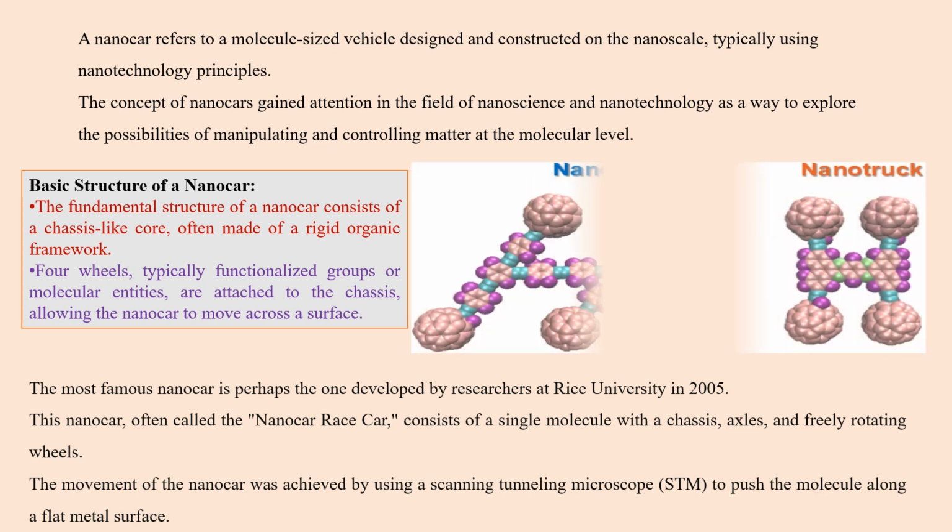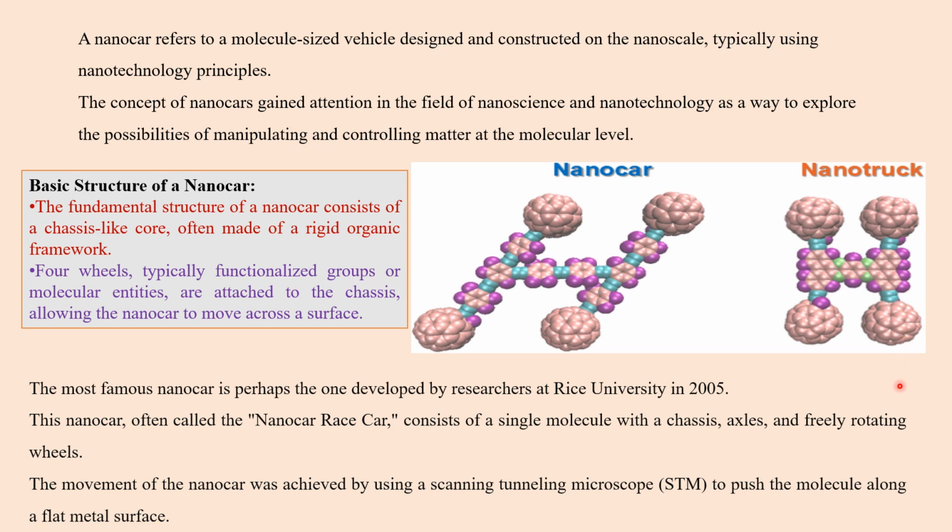So the basic structure of the nanocar comprises a chassis-like core, often made up of a rigid organic framework, and the four wheels, typically functionalized groups or molecular entities attached to the chassis, allowing the nanocar to move across the surface. And one more important thing is that the molecule consists of an H-shaped chassis with fullerene groups attached to the four corners, which act as wheels. So this is one picture where you can see images of the real nanocars or nanotrucks, which are H-shaped.